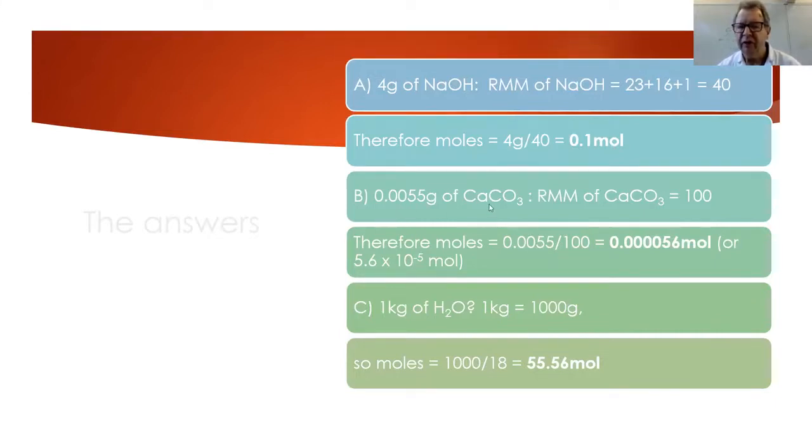0.0055 grams of CaCO3. RMM we said was 100. So it's 0.0055 over 100, which is 5.5 times 10 to the minus 5 moles. I don't know where that 6 came from. 1 kilogram of water, well, 1 kilogram is 1,000 grams. Water is going to weigh 2 hydrogens, they're 1 each, and 1 oxygen, which is 16. So it's 1,000 over 18, which is 55.56. If you got those right, well done.